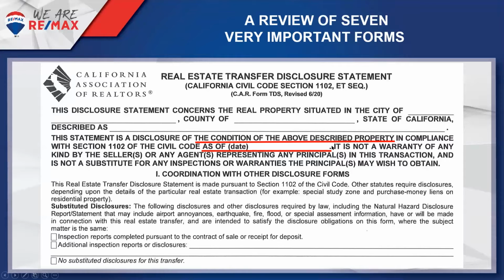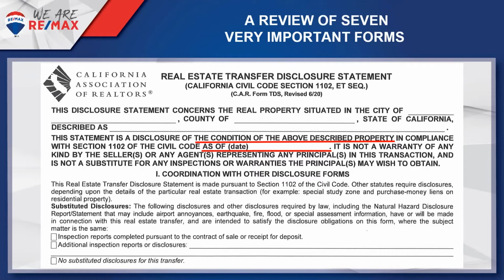That's not part of the code. I don't want to say the buyer is not supposed to act in good faith, but what I'm saying is the code is very straightforward. Upon delivery of a TDS, the buyer has an unrestricted right of rescission, depending on how it's delivered. 3 days if delivered in person, 5 days if delivered by email or mail.